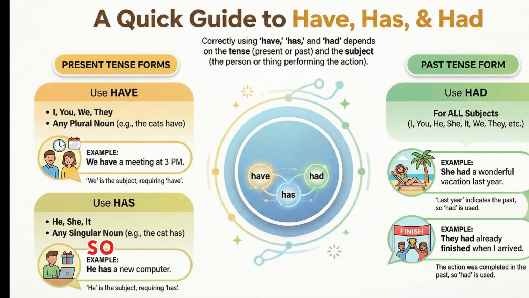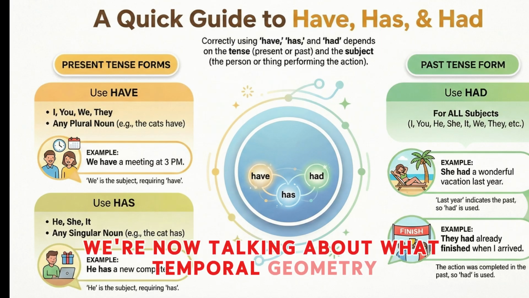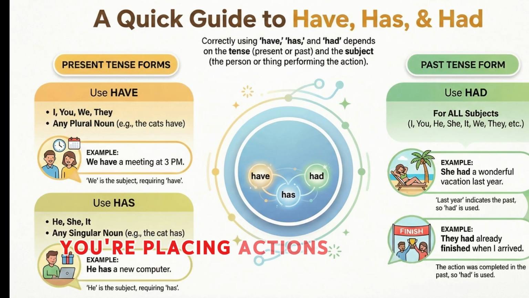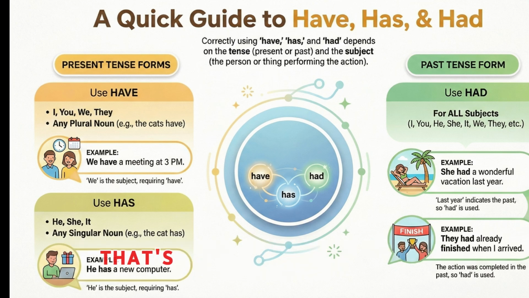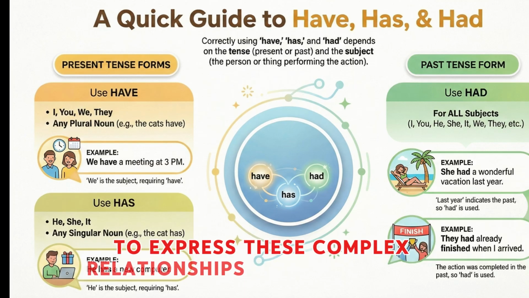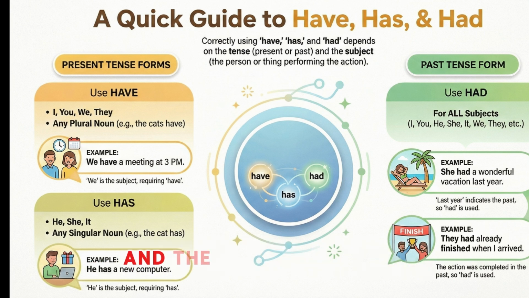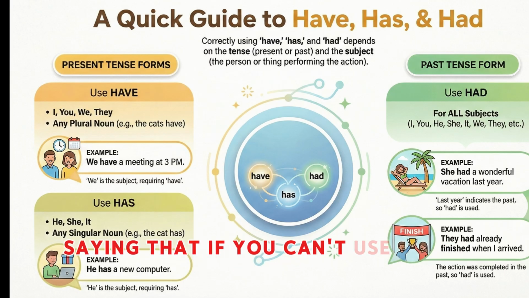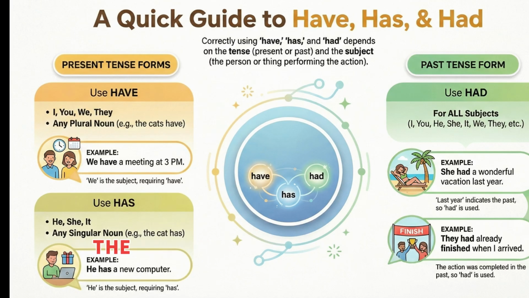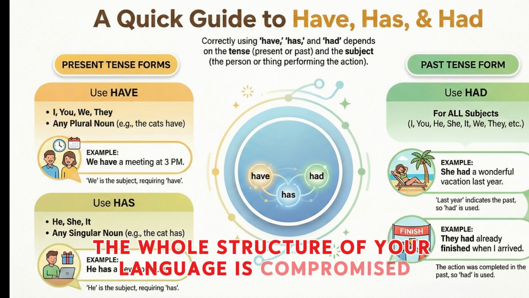I see. So it's not just about owning something anymore. We're now talking about temporal geometry. You're placing actions in relation to each other. That's a great way to put it. And if you miss that auxiliary role, you fundamentally limit your ability to express these complex relationships between actions. And the source material, by calling itself an essential usage guide, is basically saying that if you can't use these temporal tools, the whole structure of your language is compromised.